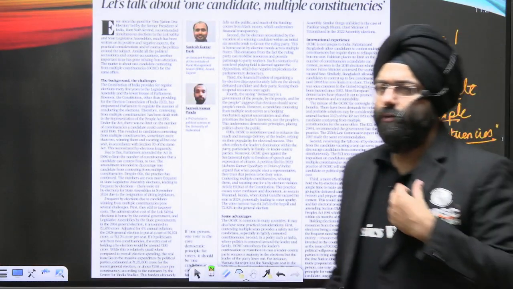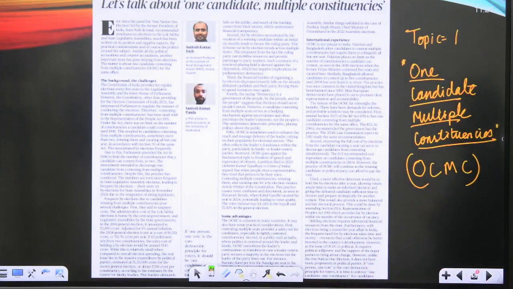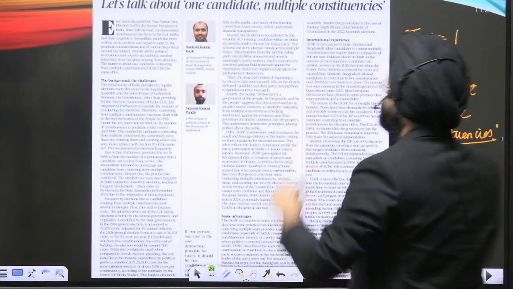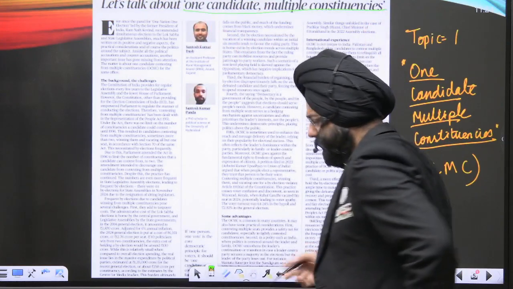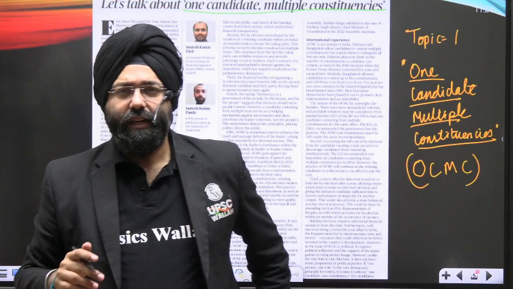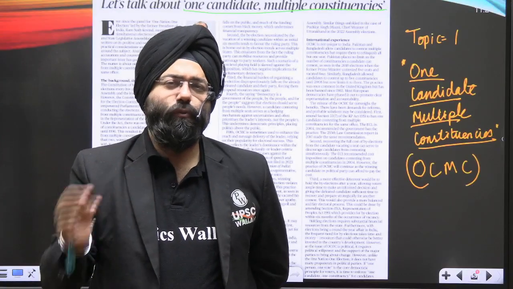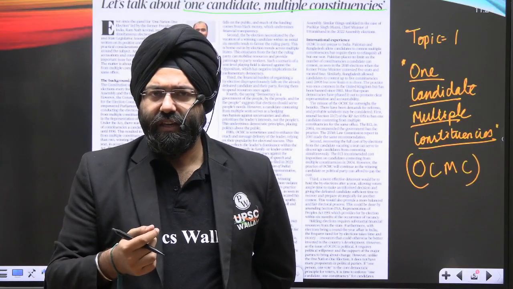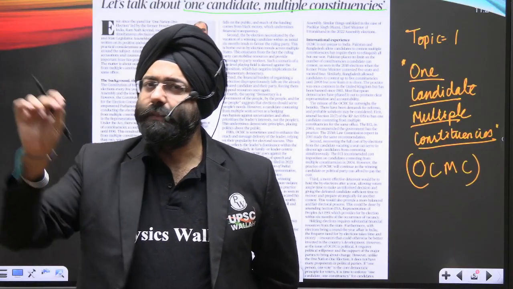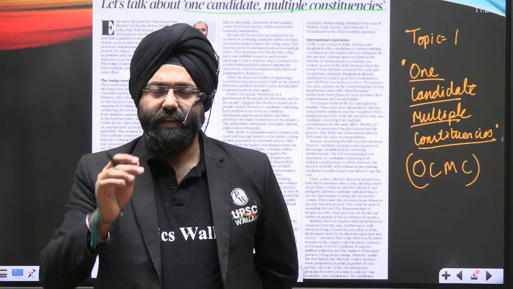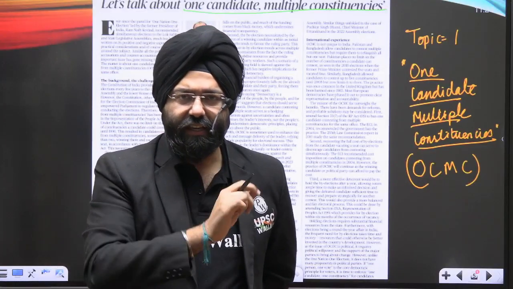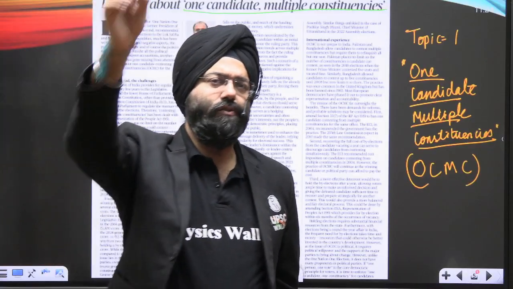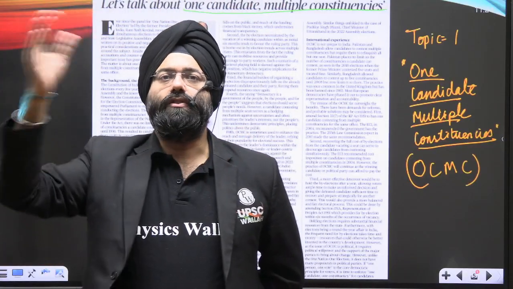Now see over here, this is today's editorial also, where you can find that we have a specific mention with respect to one candidate, multiple constituencies. Please understand, before 1996, in India we had a system where a person who wanted to fight an election could file a candidature from multiple constituencies. Let us say a person is fighting an election from constituency A, he can also fight from constituency B, constituency C, constituency D. That means multiple constituencies.